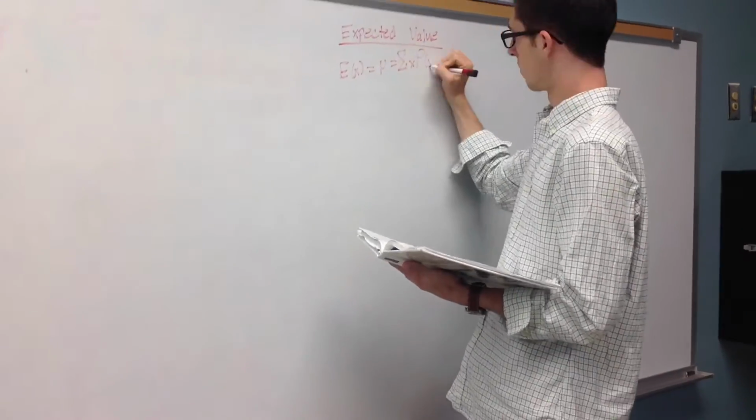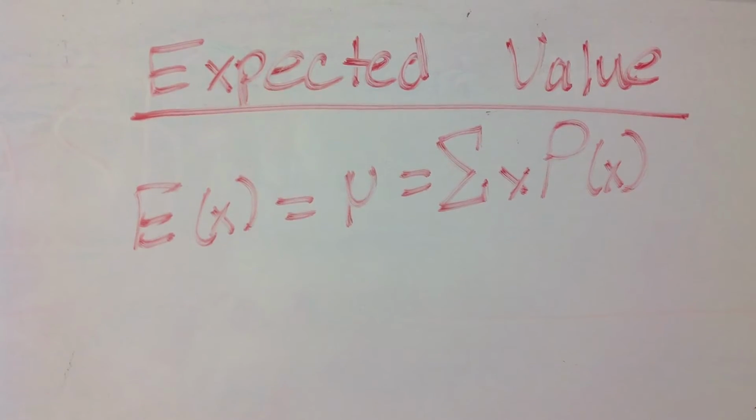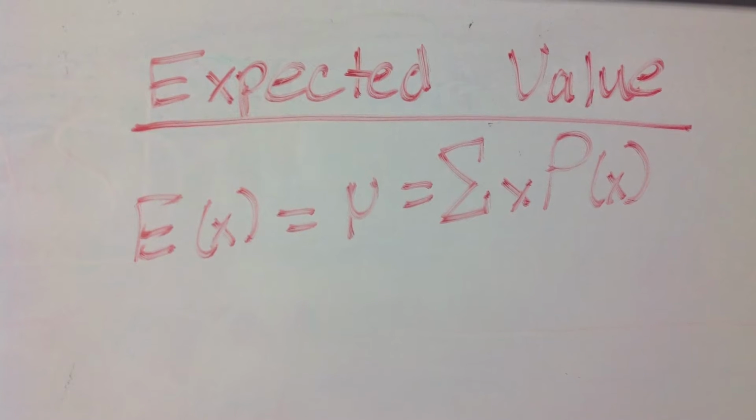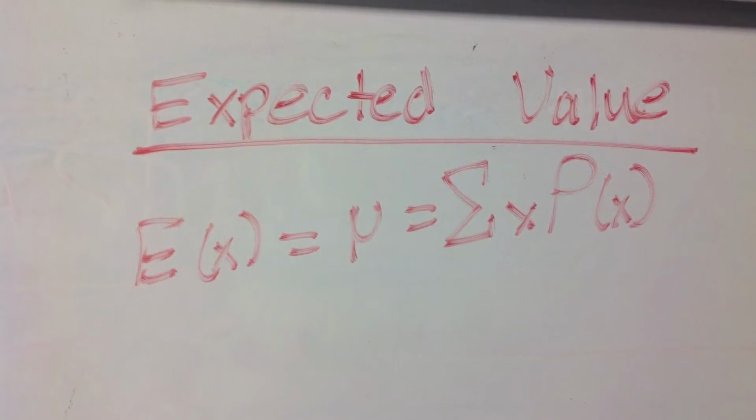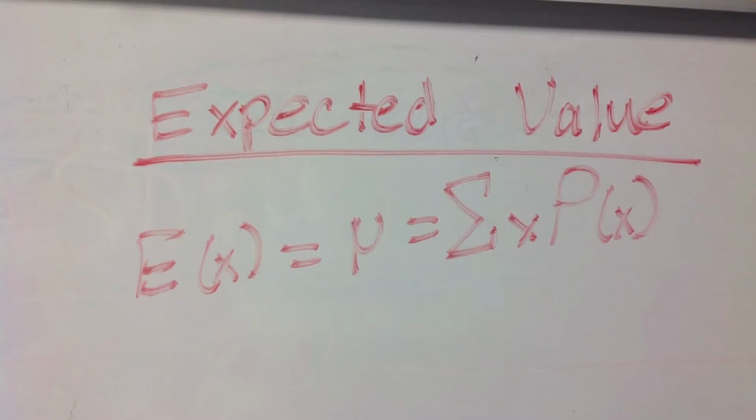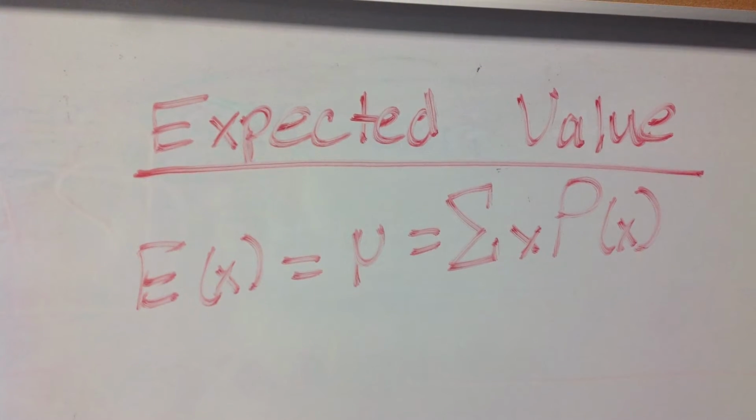The mean of a random variable represents what you would expect to happen over thousands of trials. It's called the expected value. The expected value of a discrete random variable is equal to the mean of the random variable.